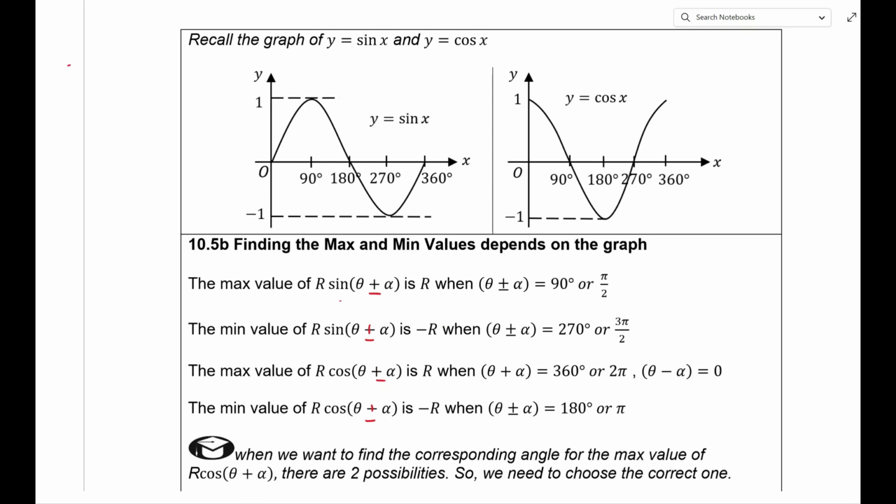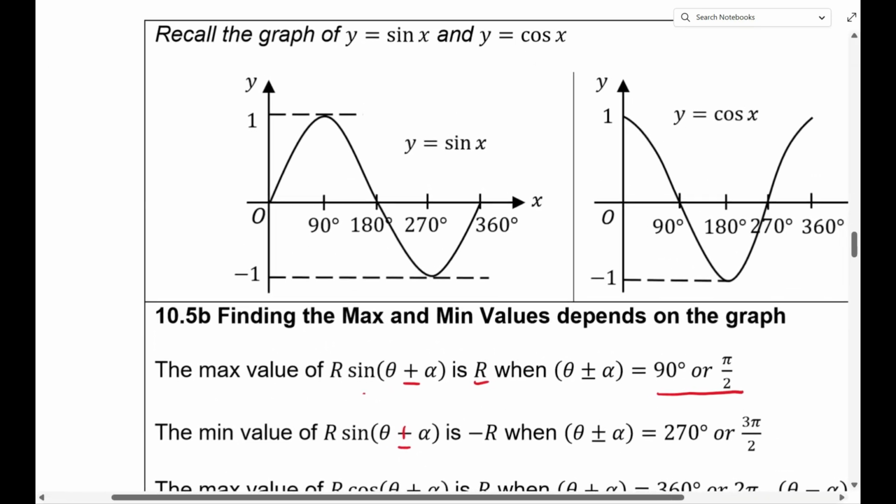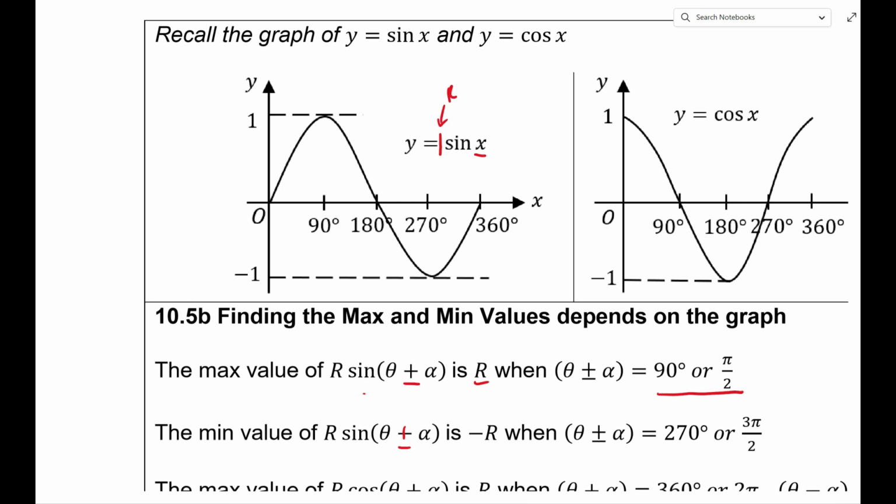Now the maximum value of r sine theta plus minus alpha is r when theta plus minus alpha equals 90 or pi over 2. Now how do we get r and how do we get 90 or pi over 2? Let's look at the sine curve. So we can relate our sine x to our r formula by putting the invisible one in front. So this represents our r, and our x is represented by theta plus alpha in our r formula.